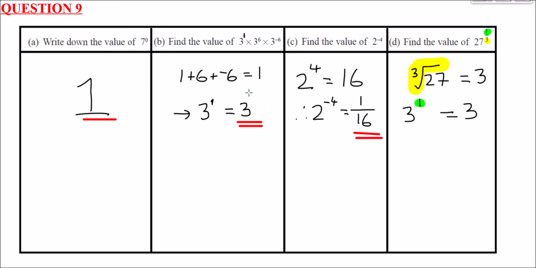So part A is 1, part B is 3, part C we had 1/16, and finally part D of question 9 is simply 3.